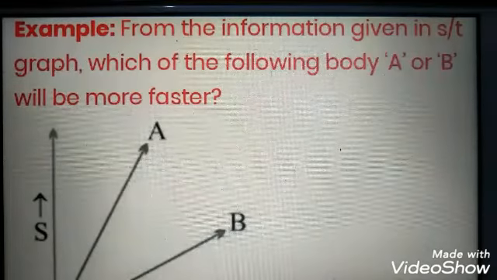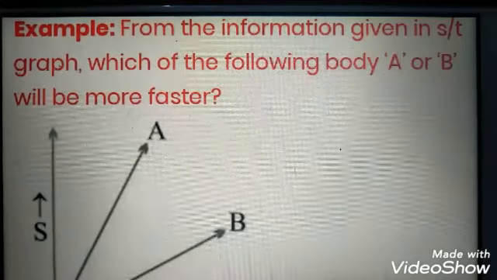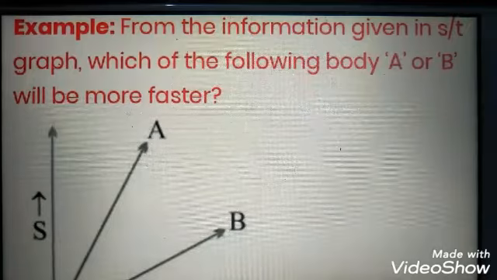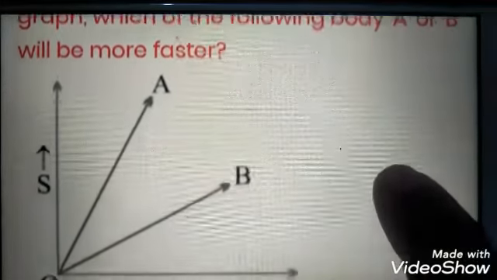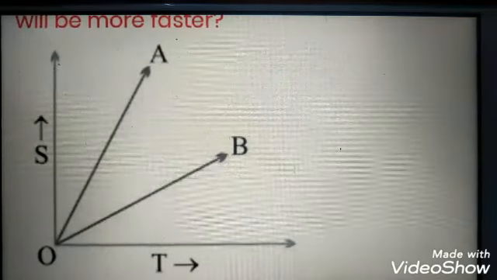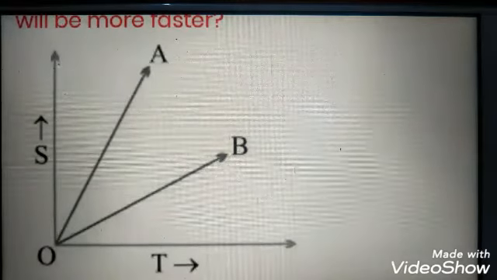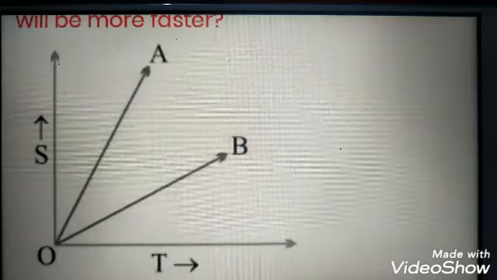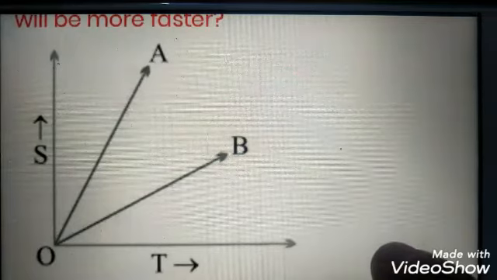Now the fourth numerical problem that we are going to see is the graph. From the information given in the distance time graph, which of the following body, A or B, will be faster? This is a distance time graph. S means distance and T is time. So in this we have to find out which one is faster, A or B. You see in the slide, the one which has more slope is faster. So the body A is faster than the body B.